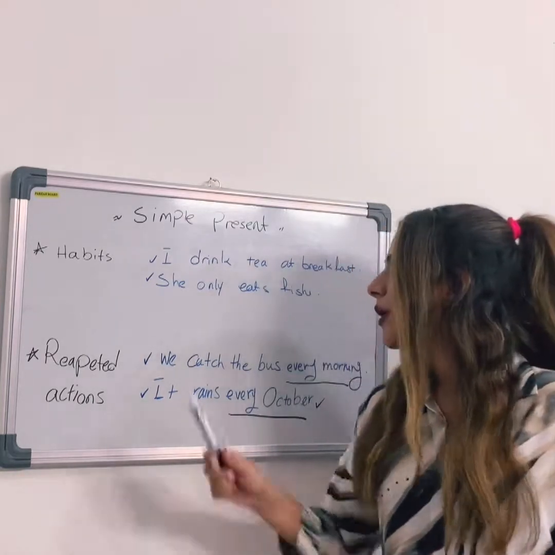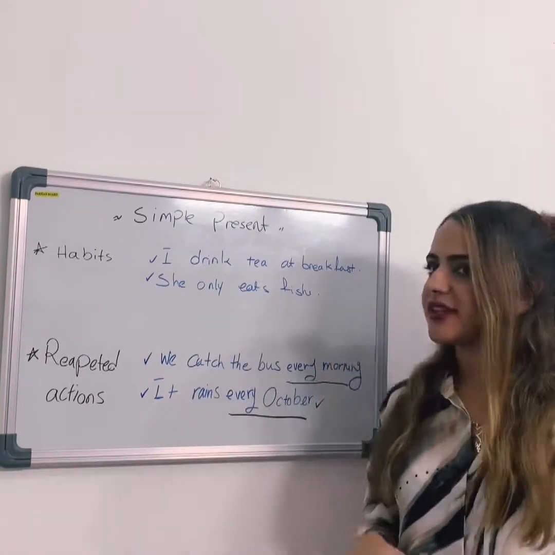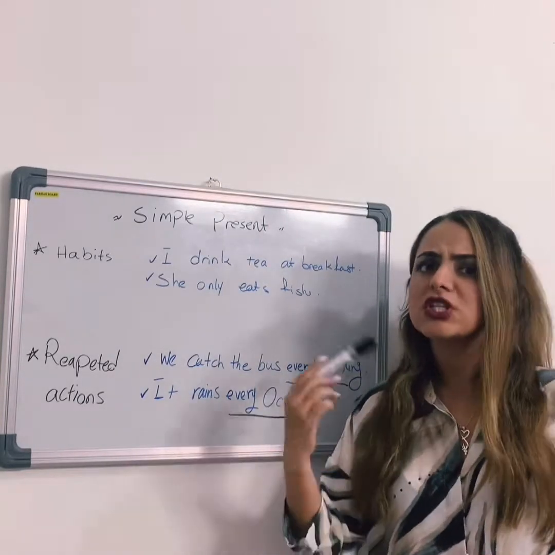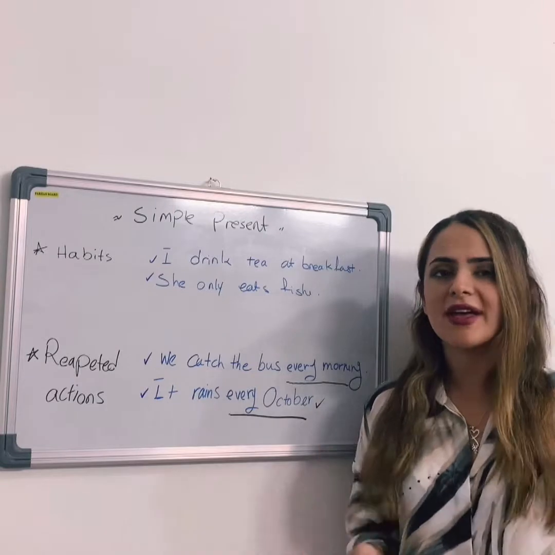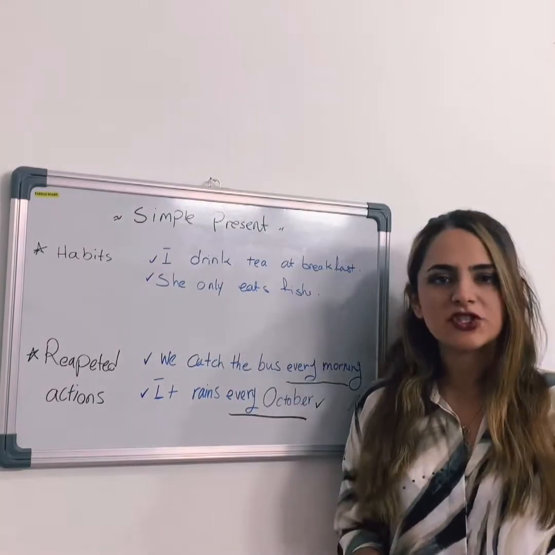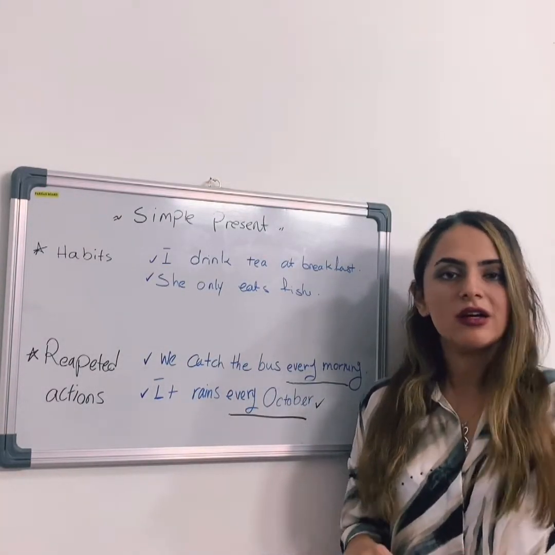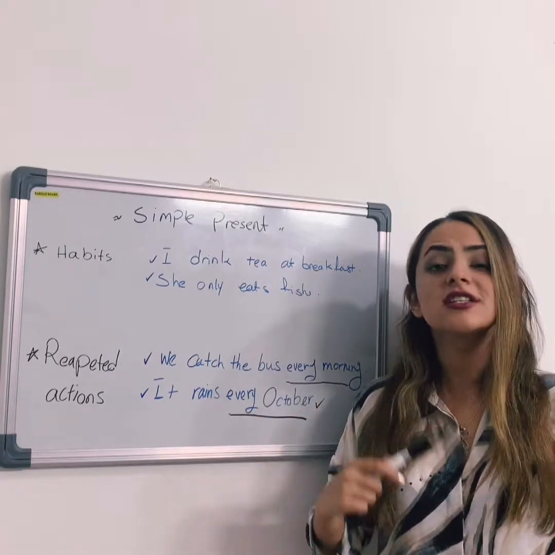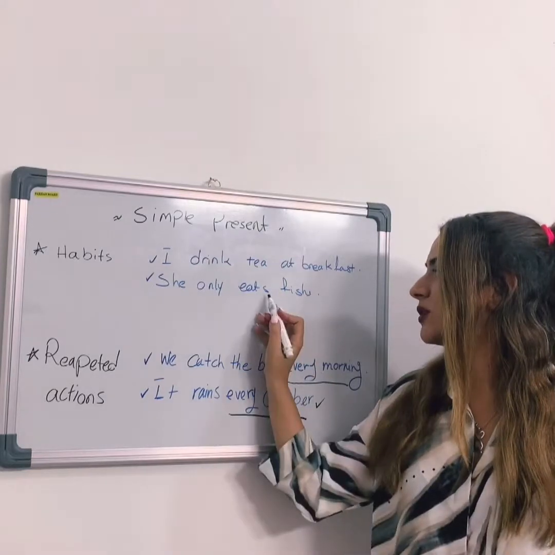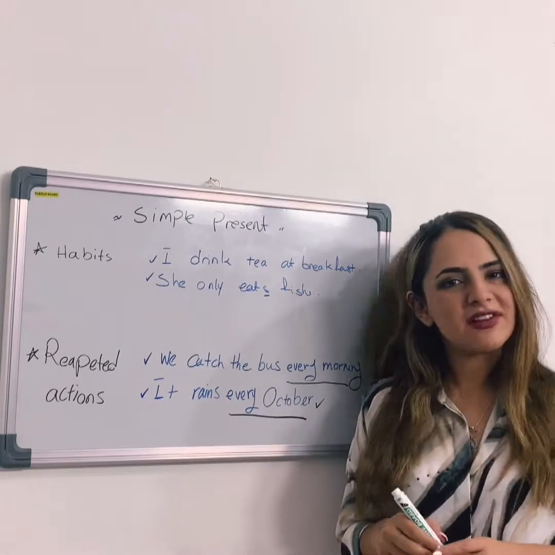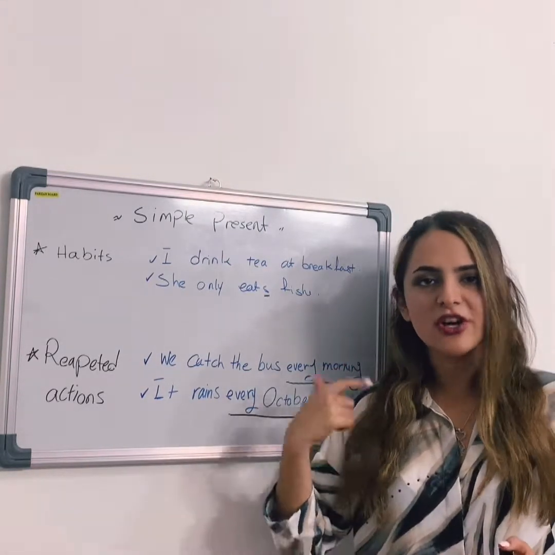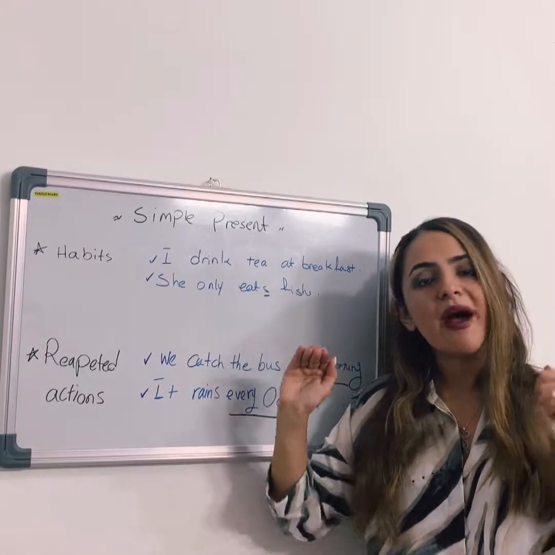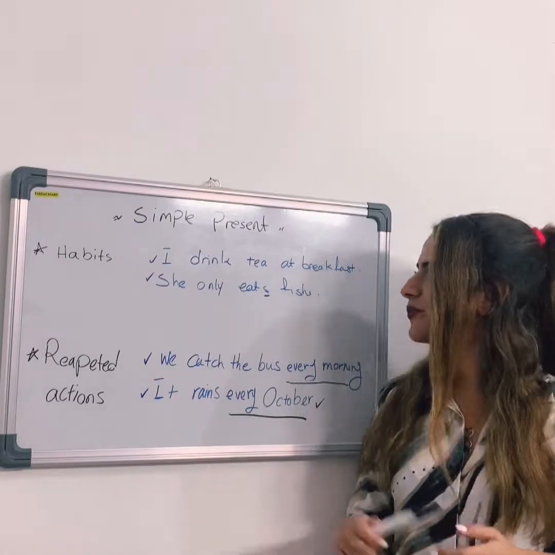Okay? So, I drink tea at breakfast. This is my habit. Means that I do it all the time. It's my habit. She only eats fish. She doesn't eat any kind of meat but fish. It's her habit. She does it all the time. She only eats fish. Well, we're gonna talk about the structure later on, okay? We're just learning about when to use it.